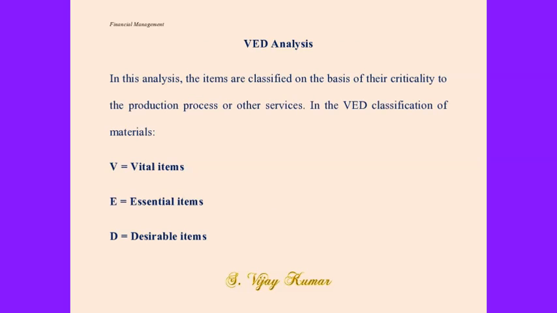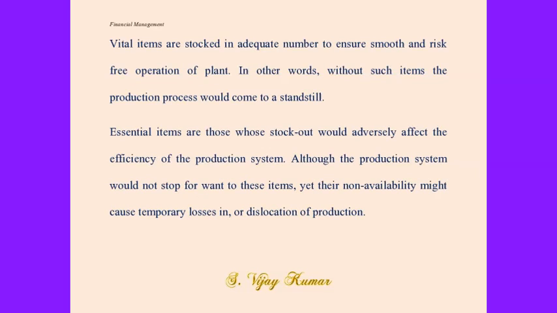VED analysis. In this analysis, the items are classified on the basis of their criticality to the production process or other services. In the VED classification of materials, V stands for vital items, E stands for essential items, D stands for desirable items. Vital items are stocked in adequate number to ensure smooth and risk-free operation of plant. In other words, without such items, the production process would come to a standstill.